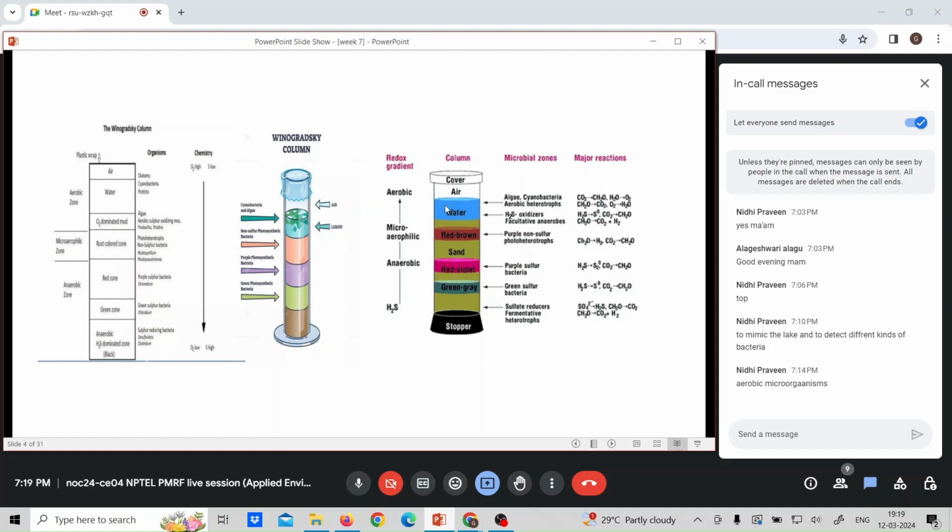As told in Winogradsky's column, what we do is mimic the environment such that the top layer is in contact with air. So aerobic organisms will get a good amount of oxygen there, and they will be at the top. Aerobic organisms include algae, cyanobacteria, etc. That's what I asked: where will the algae be? Algae will be in the top layer. As you move down, the oxygen concentration decreases from top to bottom. Next you will have the microaerophiles, followed by anaerobes. Is that clear about Winogradsky's column? Any doubt?